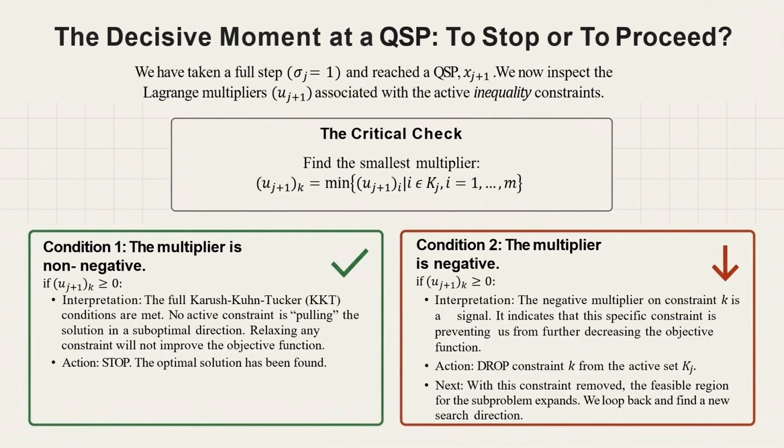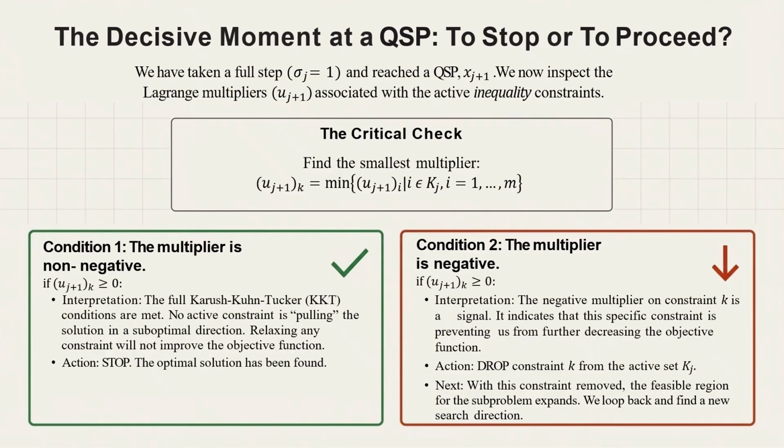Two scenarios can occur here. Condition 1. All multipliers are non-negative, greater than or equal to 0. Interpretation. If our smallest multiplier is greater than or equal to 0, it means the full Karush-Kuhn-Tucker KKT conditions are met. Geometric insight. Geometrically, no active constraint is pulling the solution in a better direction.